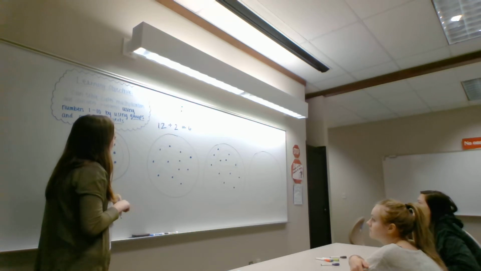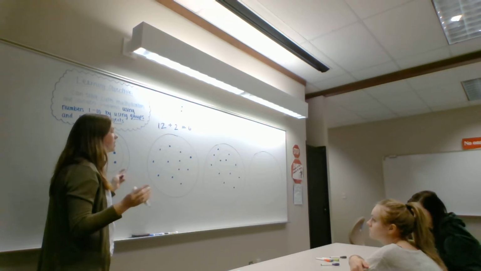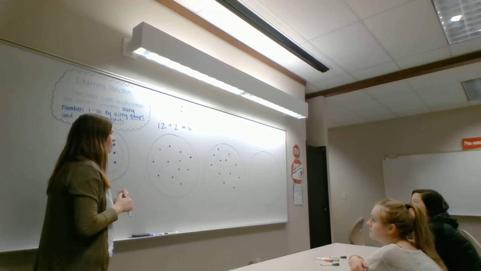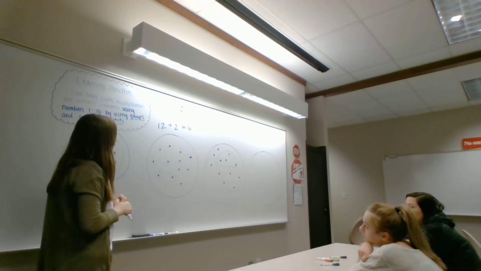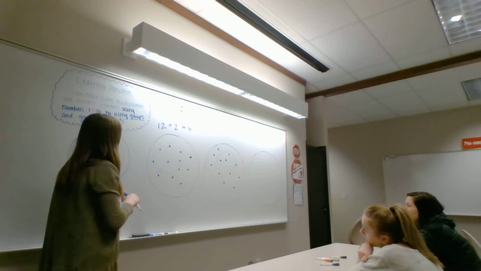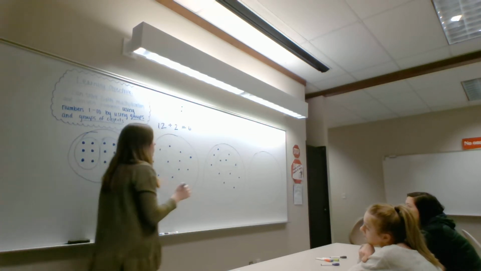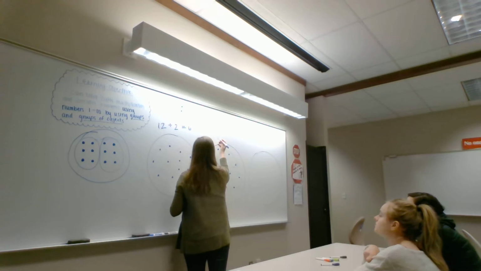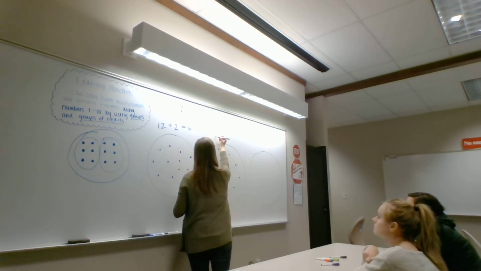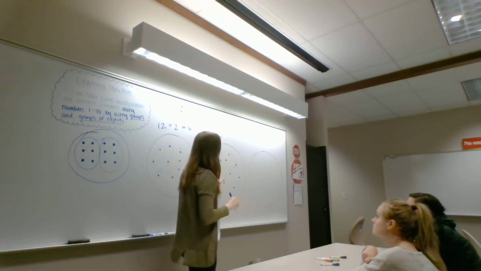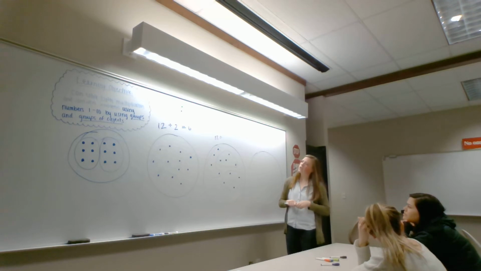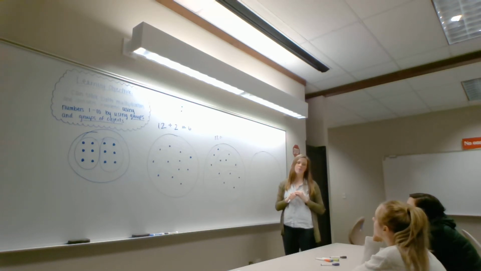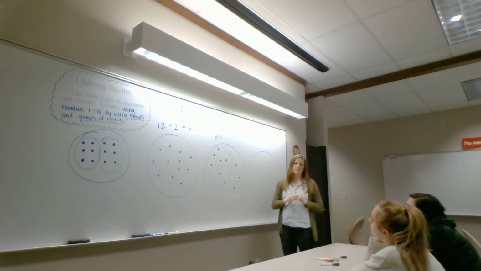Mm-hmm. Do you think that we could make an equation in a different way? Yes. How do you think that can happen? Well, you could divide the whole by the number of groups. Okay, how about we do that for Mackenzie? So, again, we have a whole of 12 dots, right? And we're dividing by creating groups inside of the whole. So, what did you say was going to be the next number? Well, you could divide by the number of groups.